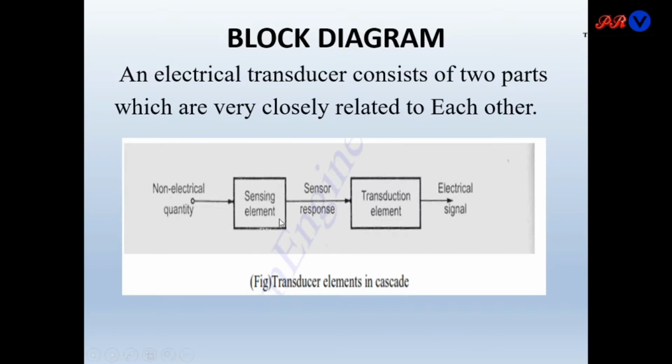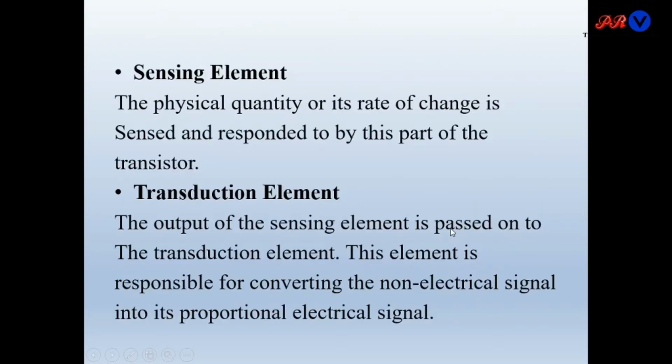So it basically consists of two elements, sensing element and transduction element. The non-electrical quantity is converted into a sensor response by the sensing element, and this sensor response is the input to the transduction element, which converts this response to the electrical signal. The sensing element's function is that the physical quantity or its rate of change is sensed. The sensing element will sense the physical quantity or its change, and it will respond to the change in the input.